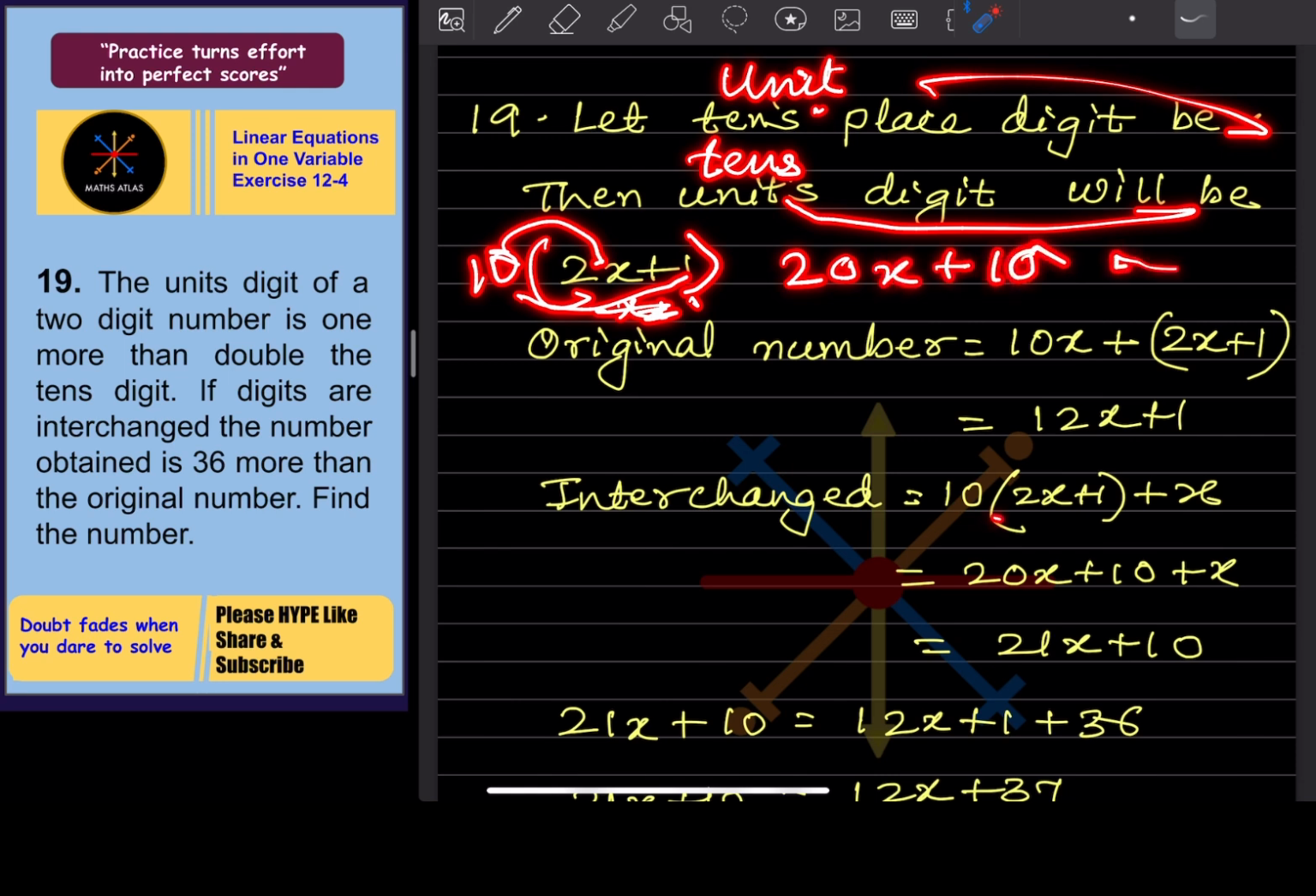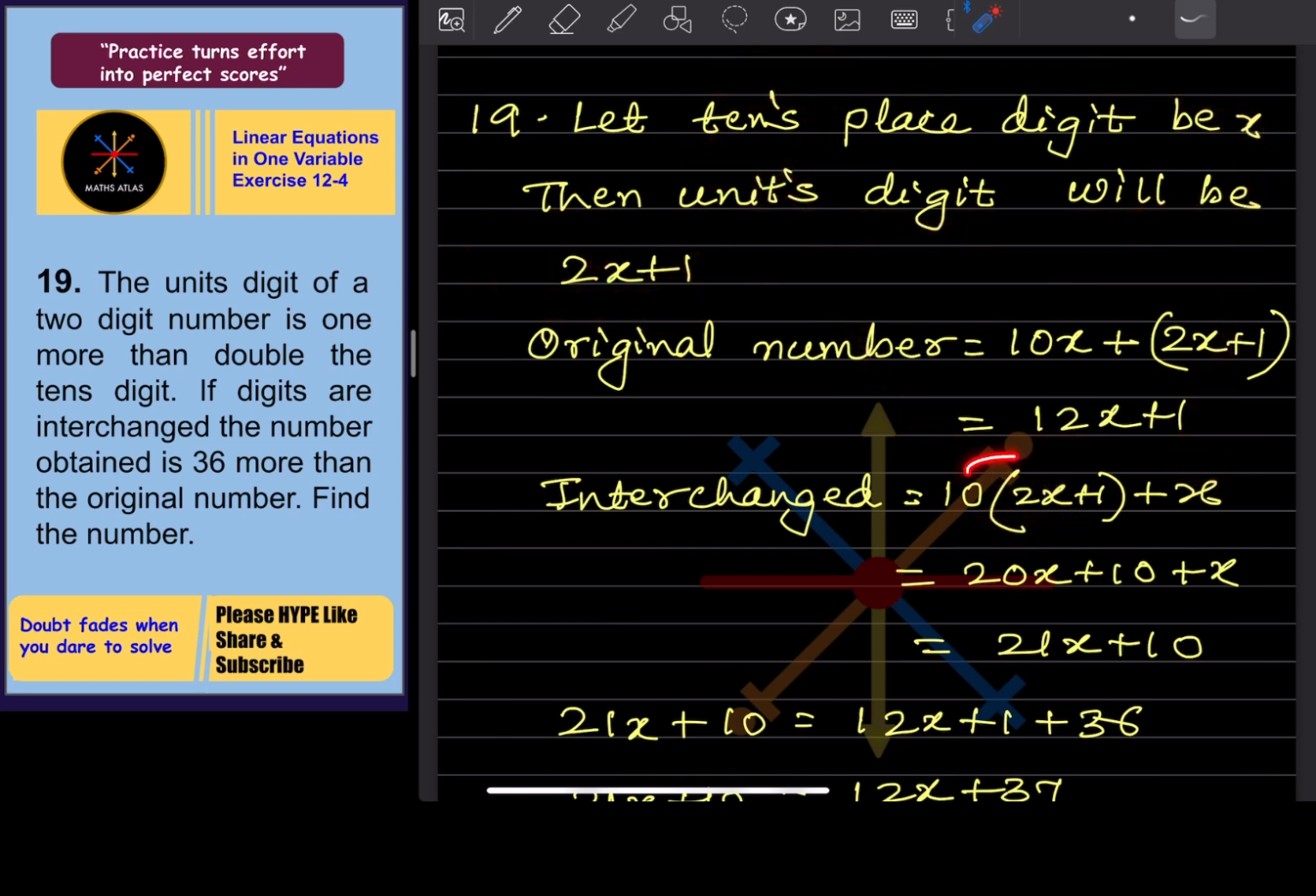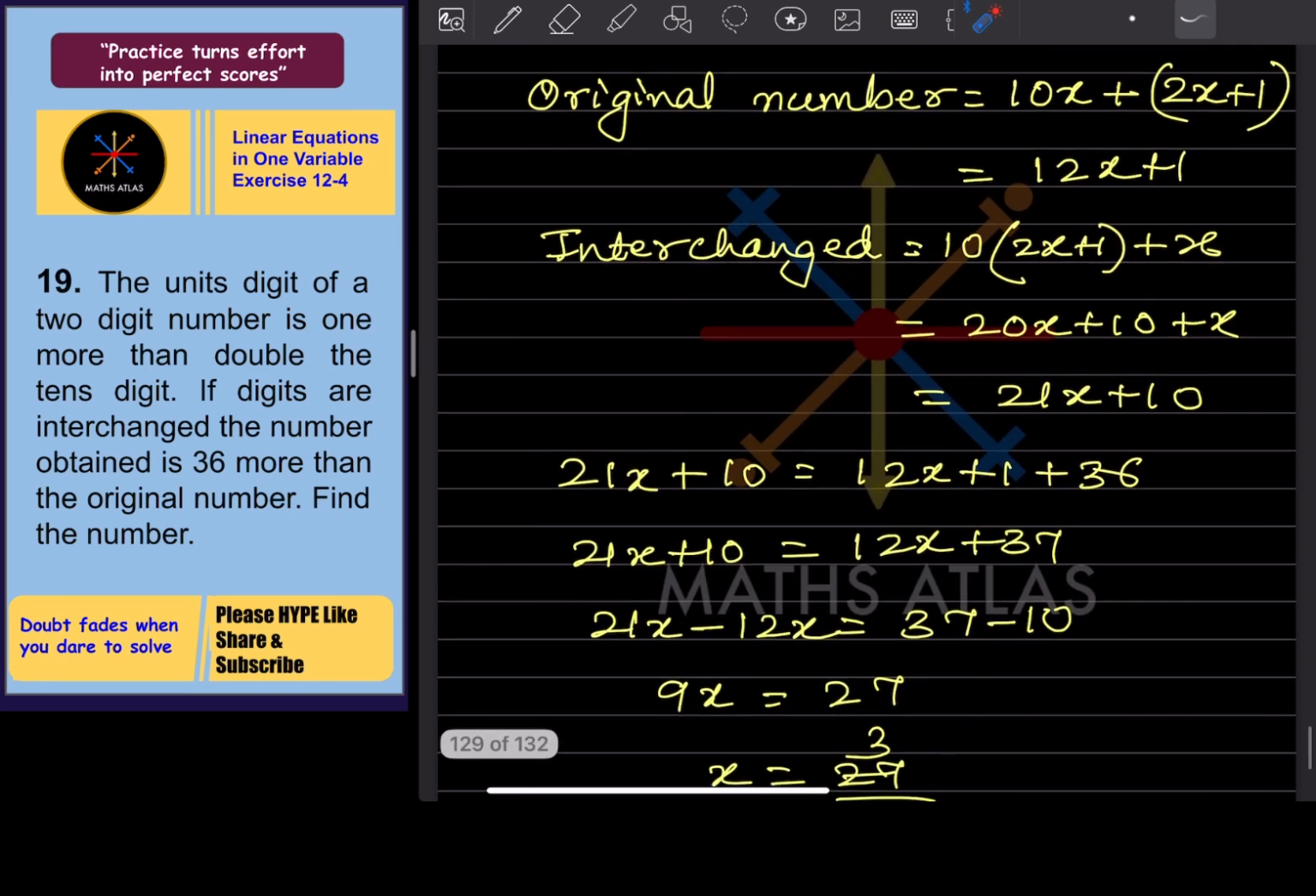Or we can put it here itself like this, and separately we can do 10 into 2x plus 1. So this is the tens place for the interchanged one. And x into 1 is going to be x. So this is the units place. And later on, we can simplify here. That will be 20x plus 10, and this plus x. So this will be 21x plus 10. So the interchanged number is 21x plus 10.